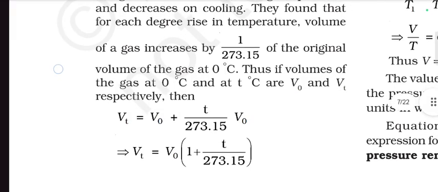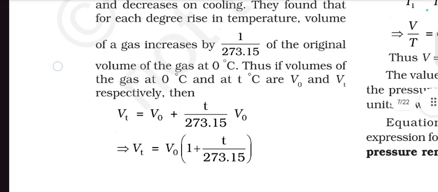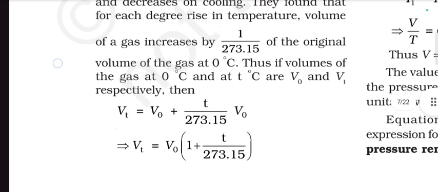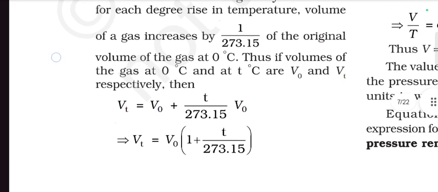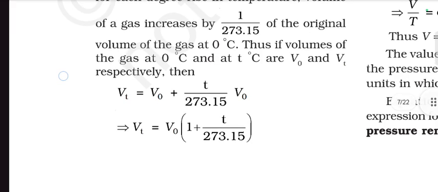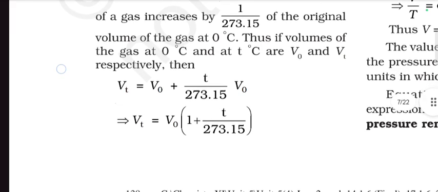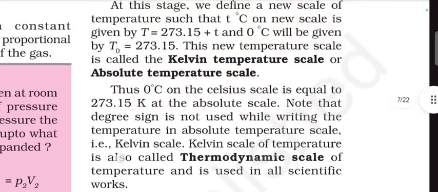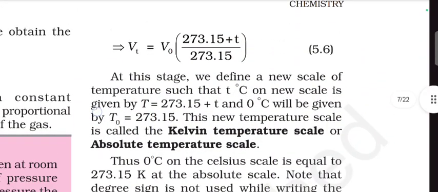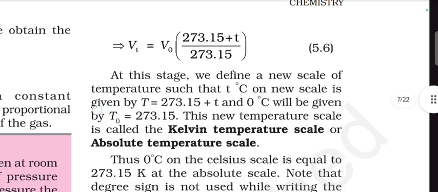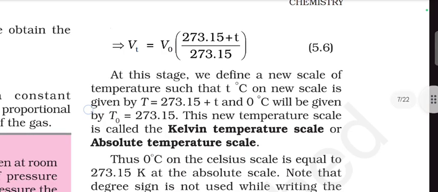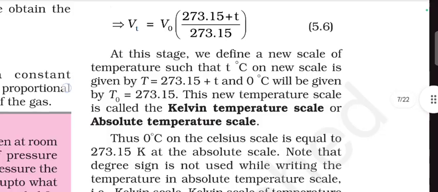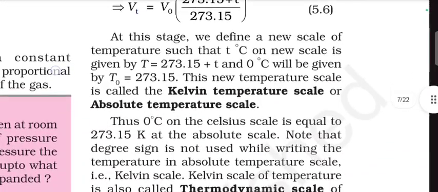Thus, if the volume of gas at 0 degrees Celsius and t degrees Celsius are V0 and Vt respectively, then Vt = V0 + (t/273.15) × V0, which implies that Vt = V0 (1 + t/273.15), which gives that Vt = V0 × (273.15 + t)/273.15.